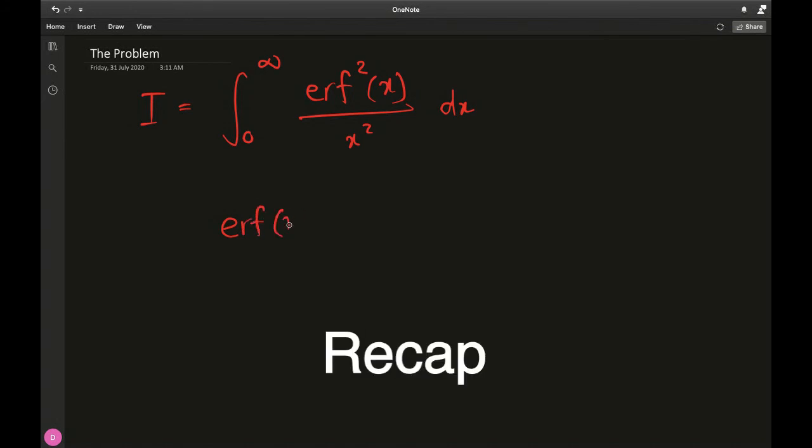So we know that the error function of x is sort of a generalization of the Gaussian integral, but normalized. So 2 over square root of pi times the integral from 0 to x of e to the negative t squared dt. So it's a function that actually involves an integral, and this is really helpful when it comes to a distribution and like statistics and stuff like that.